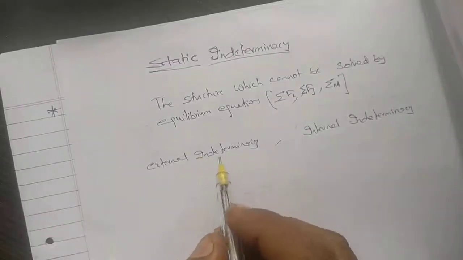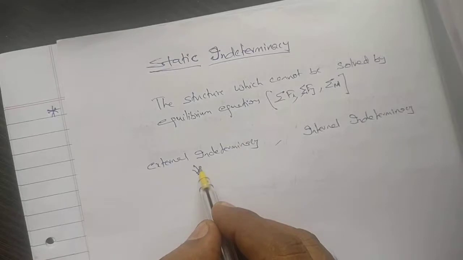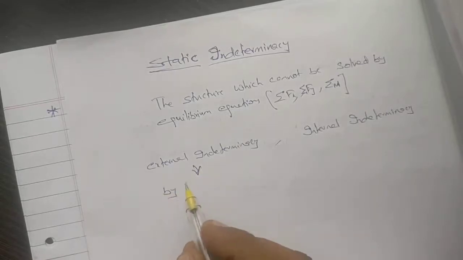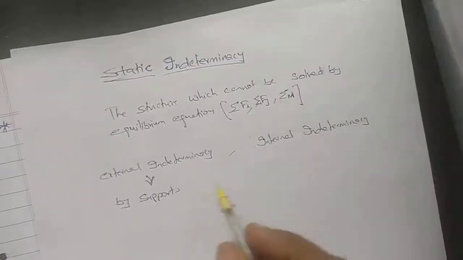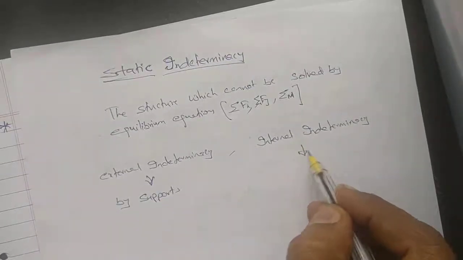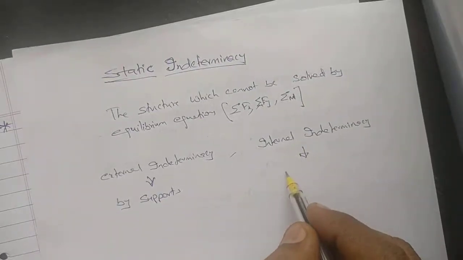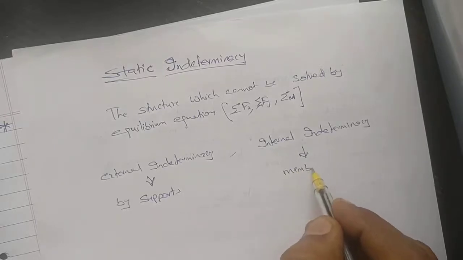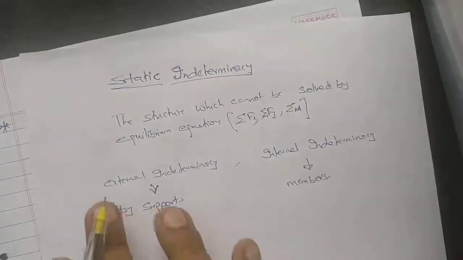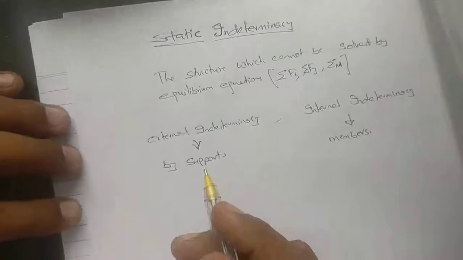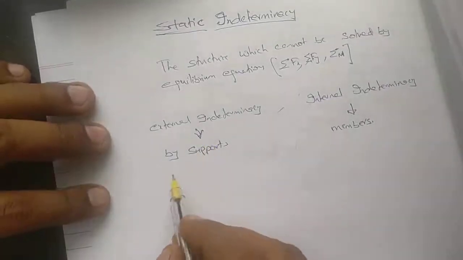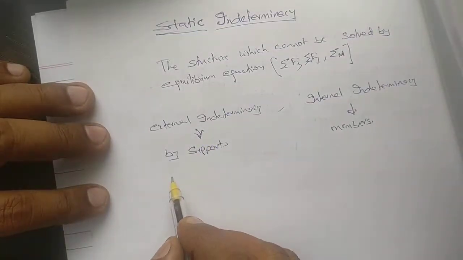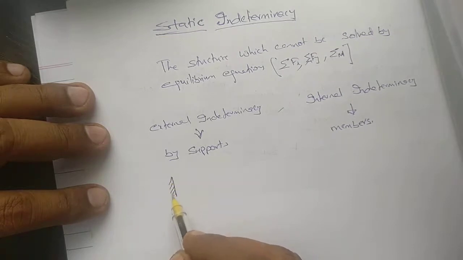External indeterminacy is caused by supports. Internal indeterminacy is caused by members. Here, see, for example, we have this structure.